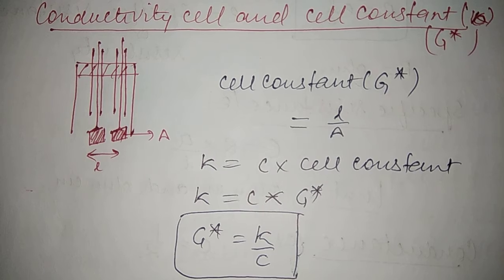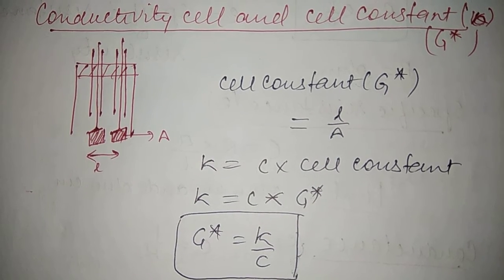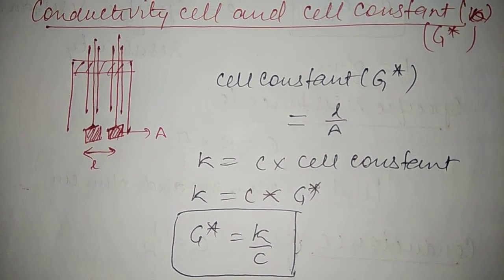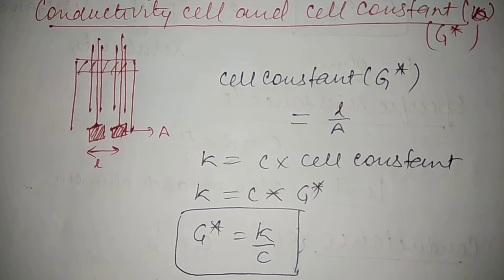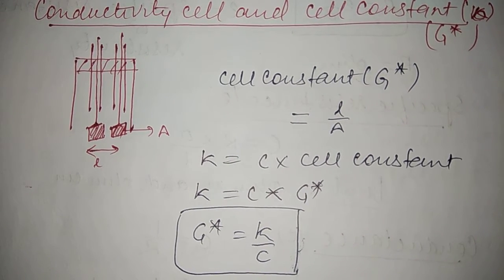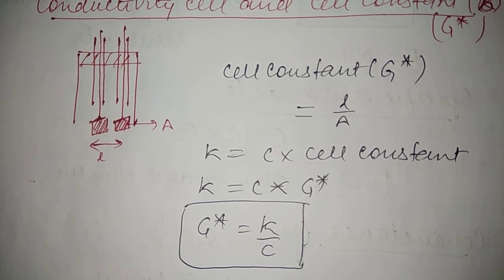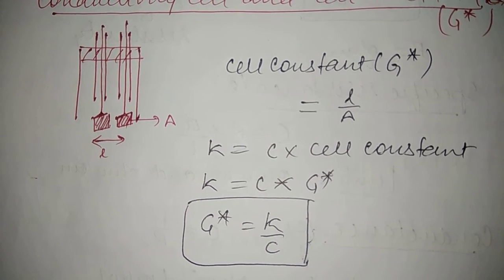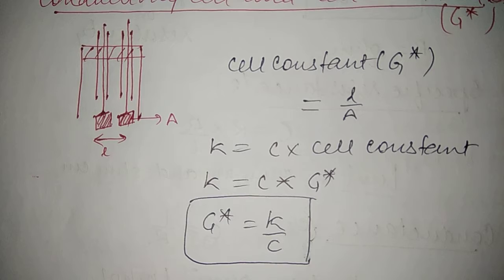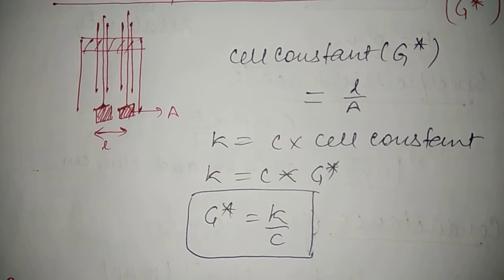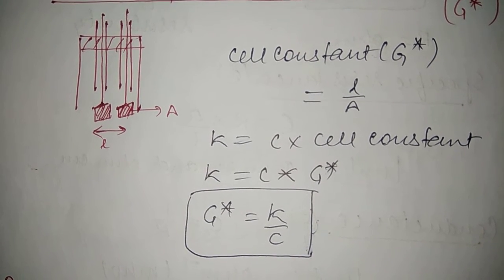Now we know that kappa is equal to C into cell constant. Cell constant is represented by G star. So this becomes K is equal to C into G star, or you can say that G star is equal to K upon C. K is specific conductivity and C is conductance.